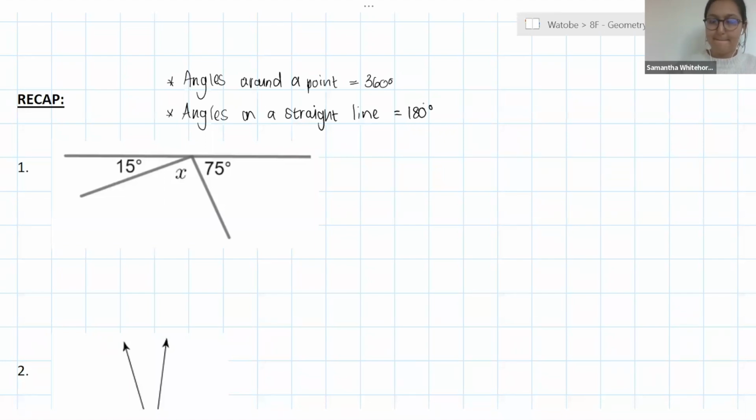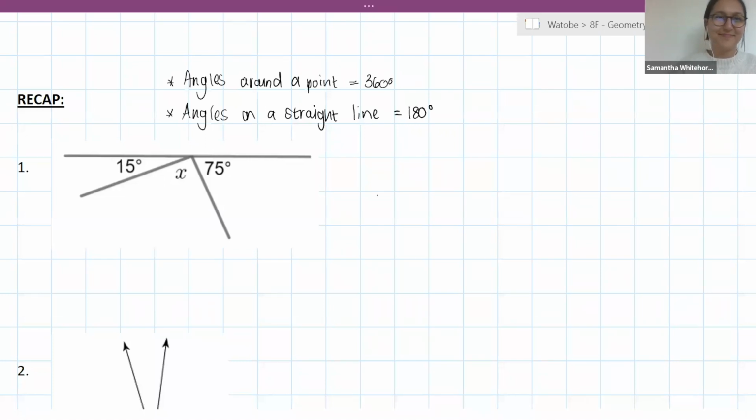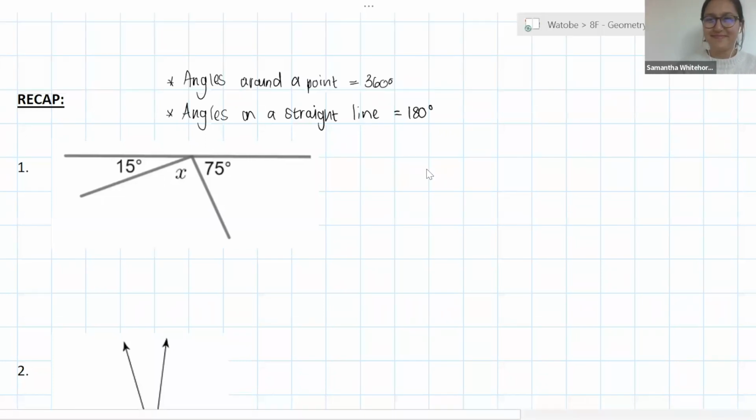Okay, so we have Tando. Tando, we're going to unmute you and you're going to teach us now on the first one. Hi, Tando. Okay, so in order to get X, we're going to have to add 75 degrees plus 15. Then we minus the answer, which I got is 90 degrees.